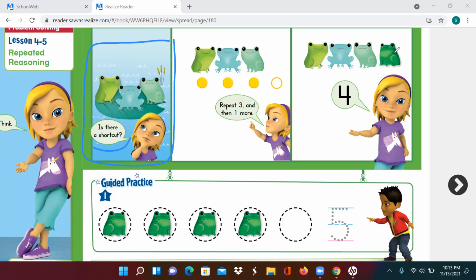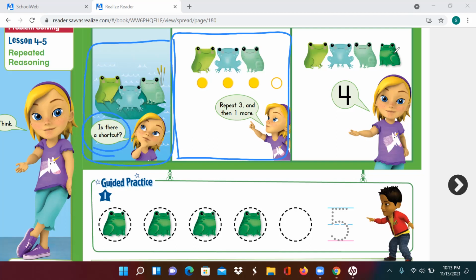Over here, she is asking, is there a shortcut? Yes, there is, and that is the shortcut. The 3 is going to repeat itself. Let's look over here so we can understand it better.